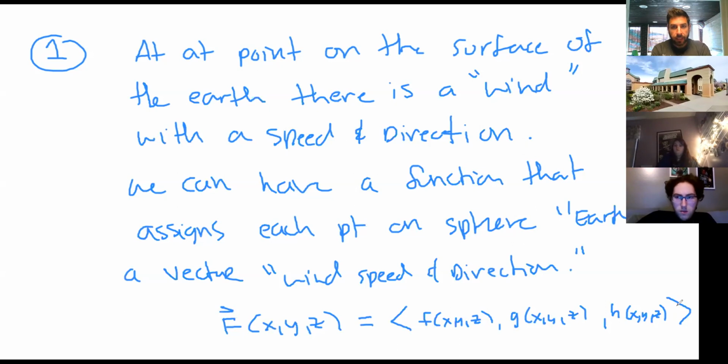Again, go outside. The wind is blowing. It's blowing at a speed, possibly 0. And it's also blowing in a direction. You can think of that wind as a vector. And you can think of the input of the function as whatever position on the sphere, the Earth, that we live. Each point on the sphere is assigned a wind speed and direction. That is a function that inputs 3 numbers and outputs 3 numbers.